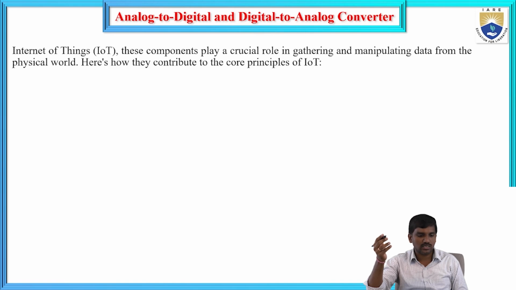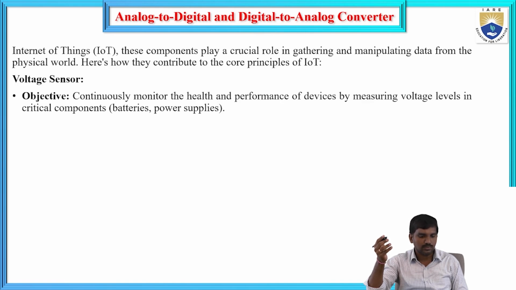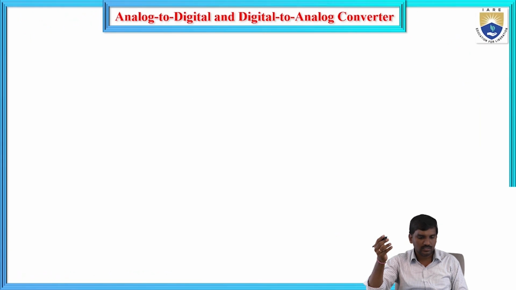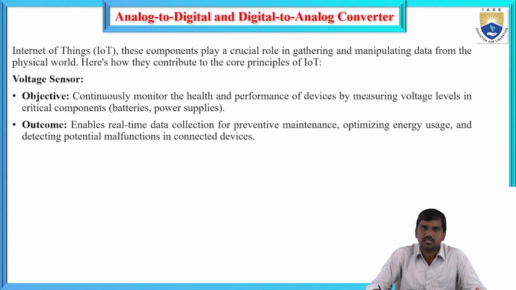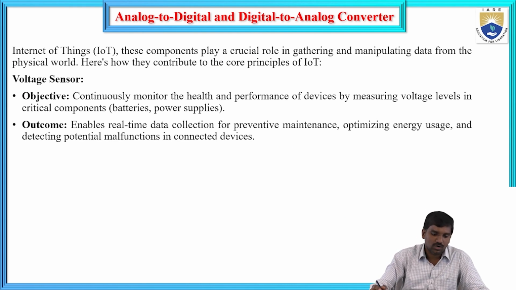Before entering into that, first we have to know what sensors are. In the Internet of Things, these components play a crucial role in gathering and manipulating data from the physical world. We will see how they contribute to the principles of IoT. So the first one is the voltage sensor. It can convert the voltage level into a frequency level, like that. Just assume that in your mind.